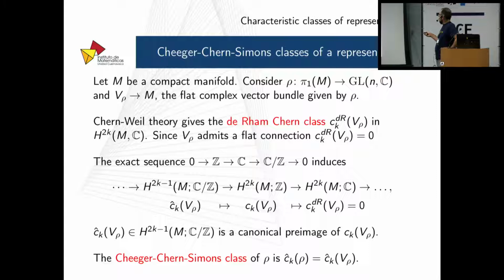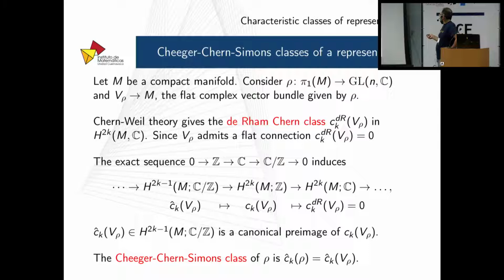And using Chern-Weil theory to construct characteristic classes, we get the de Rham Chern class, which is a closed differential form that represents a cohomology class in degree 2k with coefficients in C. And since V_rho admits a flat connection, this class is zero.